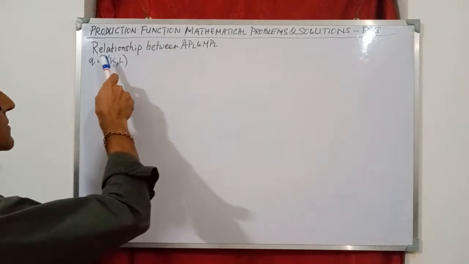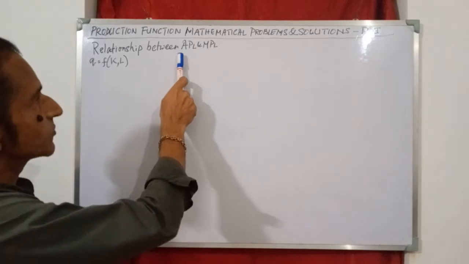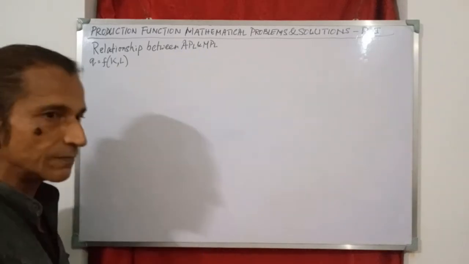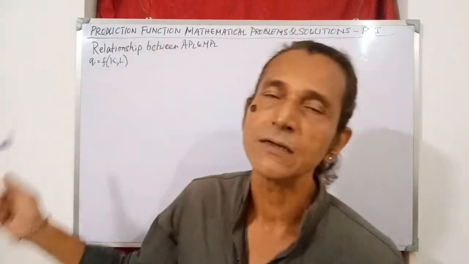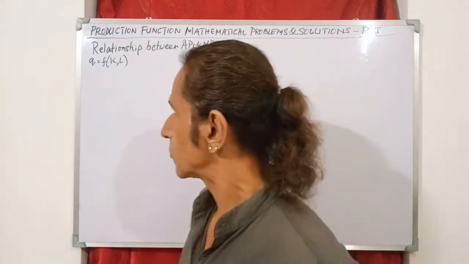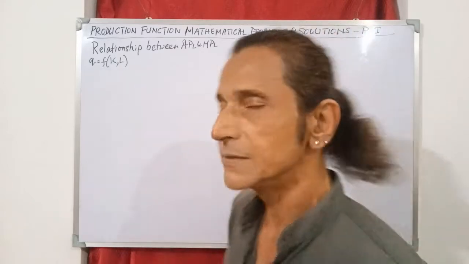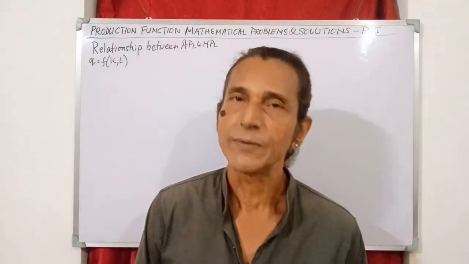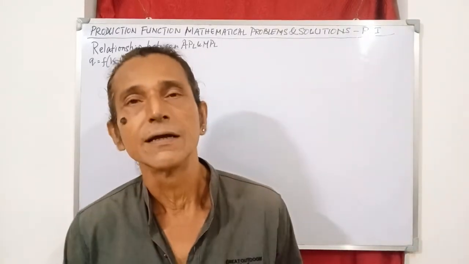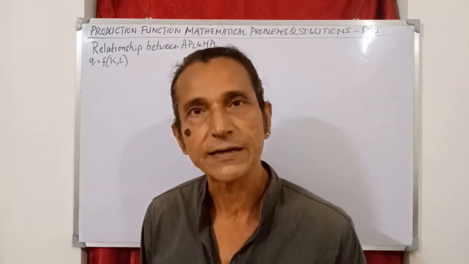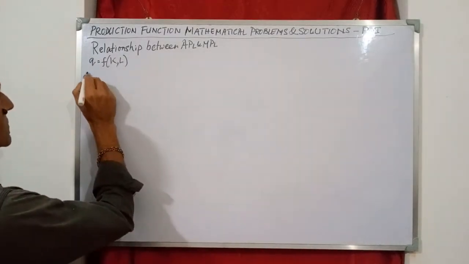We have to find out the relationship between APL and MPL, that is average productivity of L and marginal productivity of L. Now when we are talking about APL and MPL, it is obvious that it is a short run production function, and the production function is given by Q is equal to F(K, L). That is, there are two inputs, capital and labor, and in the short run K is held constant, say at K0.